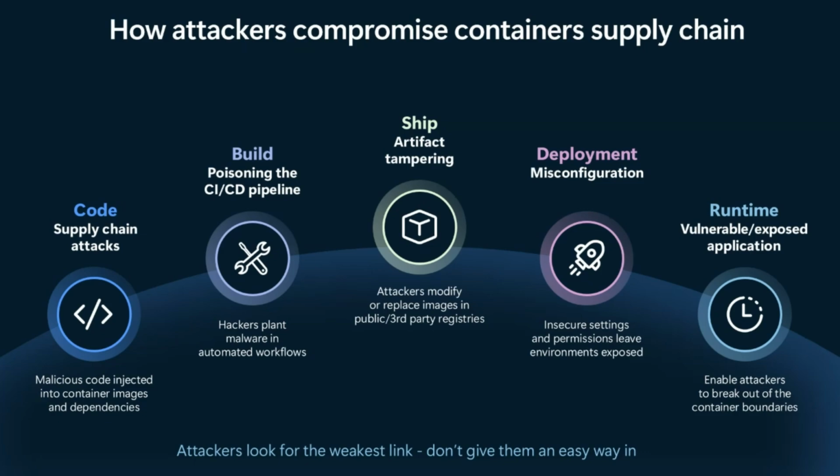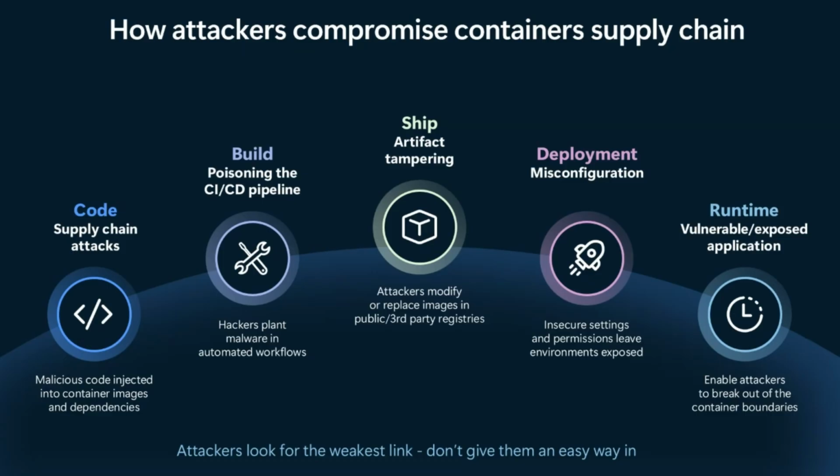How can attackers take advantage of the complexity of the container supply chain? Well, in the code phase, attackers often inject malicious code into container images or open source dependencies. This can be disguised as a legitimate package or update, which is why dependency hygiene is so important. Then, in the build phase, attackers may compromise the CI/CD pipeline, as with SolarWinds. This can happen through misconfigured build servers, exposed secrets, or by planting malware into automated workflows. This tactic is particularly dangerous because it allows adversaries to embed malicious artifacts into every build unnoticed.